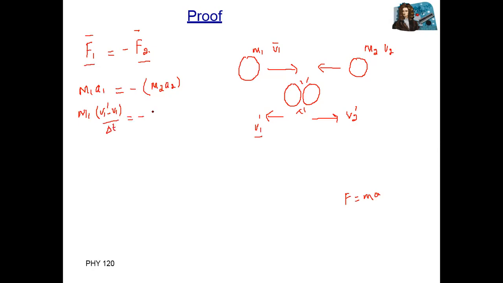Same, we have minus m2 and acceleration produced in the second mass, initial velocity v2, final velocity v2 prime. So we can write this one as vf minus vi, it means final velocity minus initial velocity divided by time.